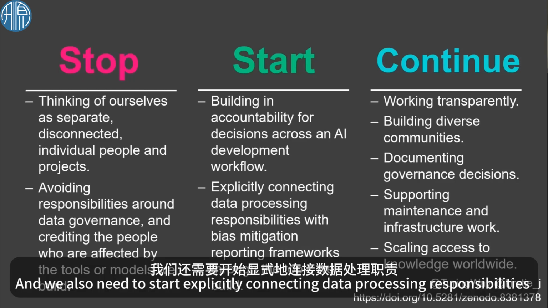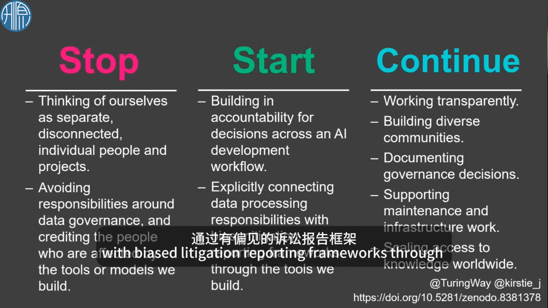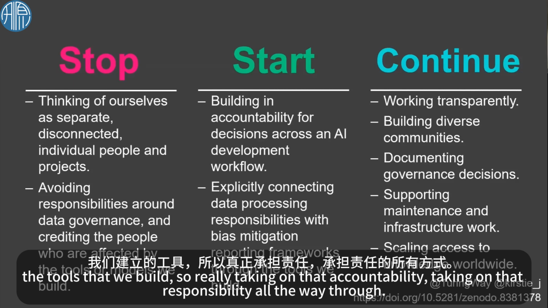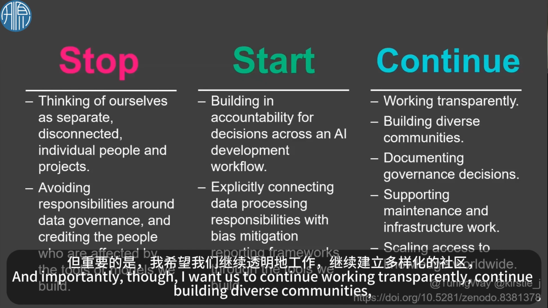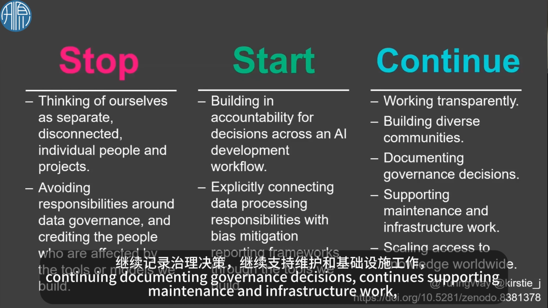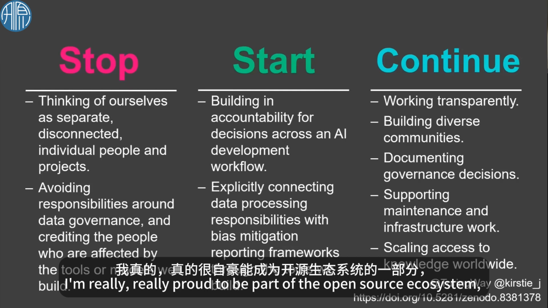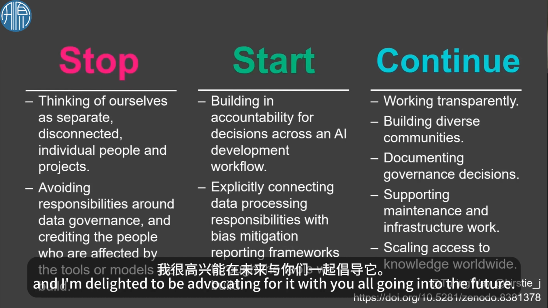And we also need to start explicitly connecting data processing responsibilities with bias mitigation reporting frameworks through the tools that we build. So really taking on that accountability, taking on that responsibility all the way through. And importantly, I want us to continue working transparently, continue building diverse communities, continue documenting governance decisions, continue supporting maintenance and infrastructure work, and continue to scale access to knowledge worldwide. I'm really proud to be part of the open source ecosystem, and I'm delighted to be advocating for it with you all going into the future.